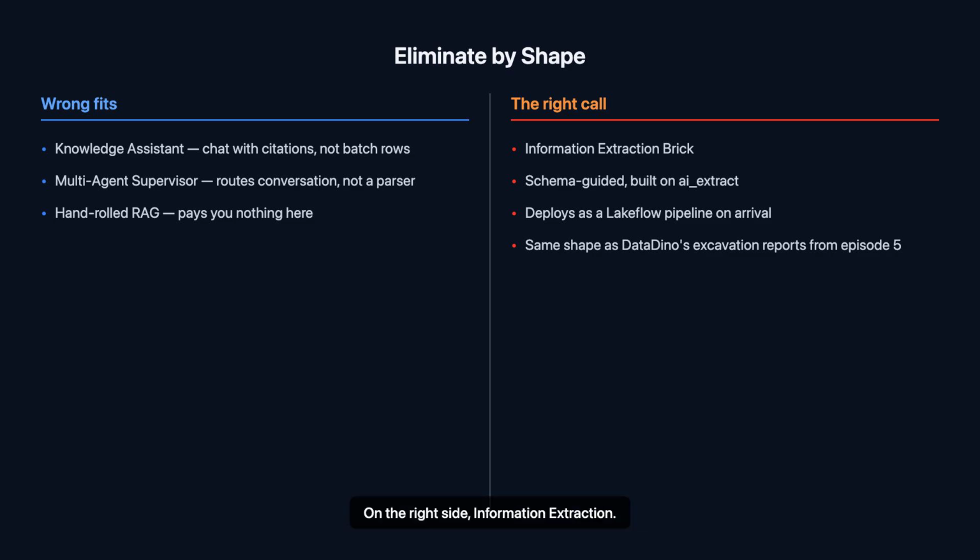On the right side, information extraction, schema-guided, built on the AI extract SQL function, and it deploys as a LakeFlow pipeline that picks up new documents on arrival. It's exactly the shape Databricks used in episode 5 for the excavation reports.